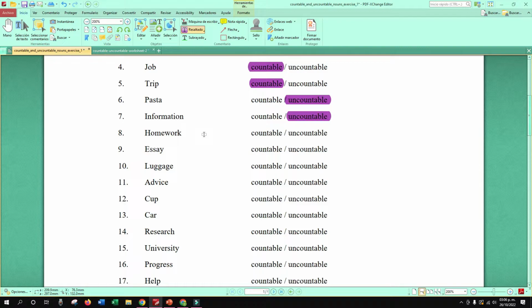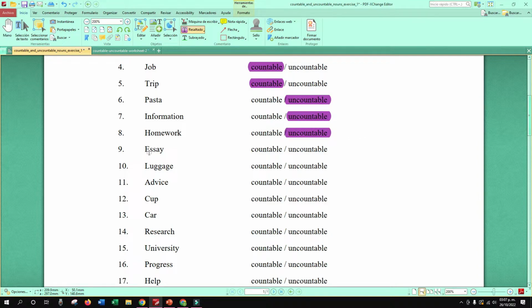Homework. This is a tricky one. What do you think? It is countable or uncountable? Countable? No sé si ustedes se han percatado alguna vez. Homework nunca lleva S, ¿verdad? Entonces, a homework, two homeworks, no, right? So, in this case, guys, homework, that is uncountable. A no ser que ustedes tengan task, ahí sí, one task, right? But in this case, homework in general, no, that is uncountable, okay?